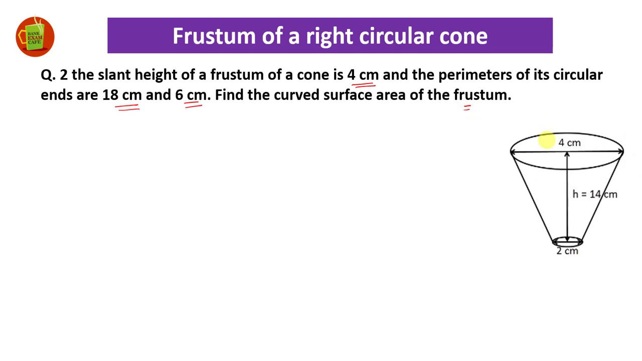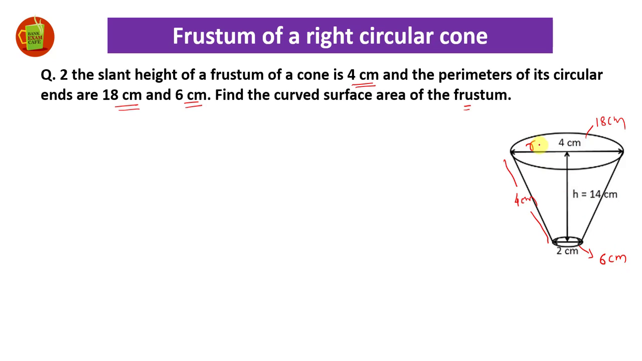Here in the figure it is a frustum, and it is given that the slant height is 4 centimeter, and that the circumference of this upper portion is 18 centimeter and that of the lower portion is 6 centimeter.